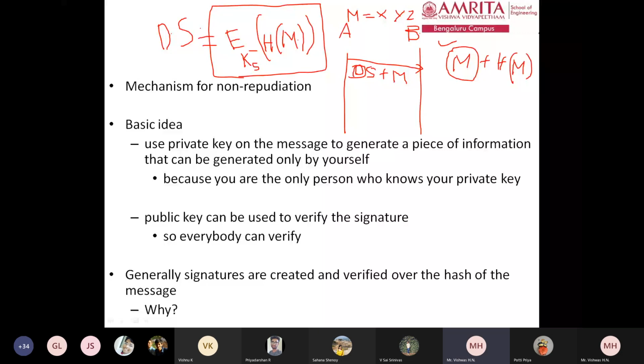Now we are only concerned about authentication and integrity in this part of the study. If you know how integrity and authentication are proved using hash functions and digital signatures, that is good enough.